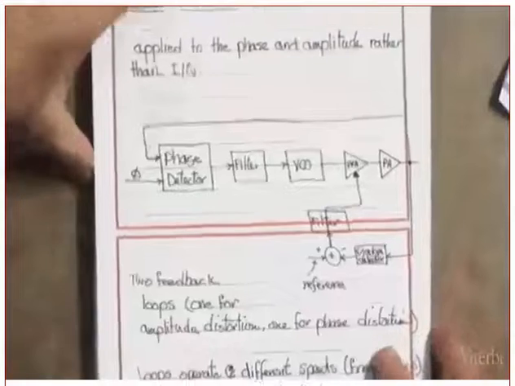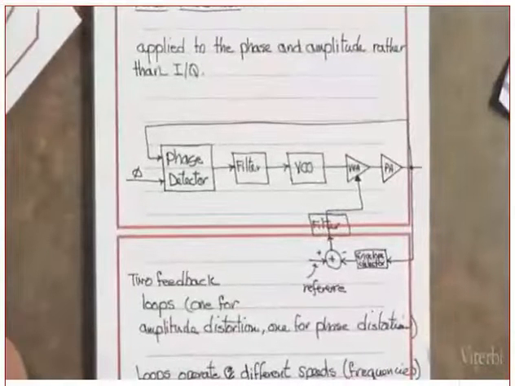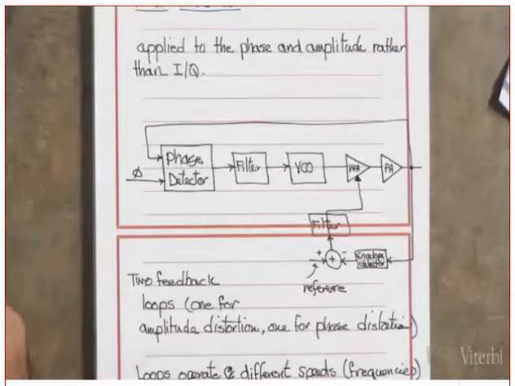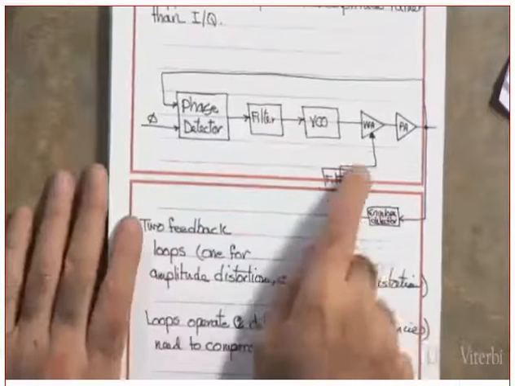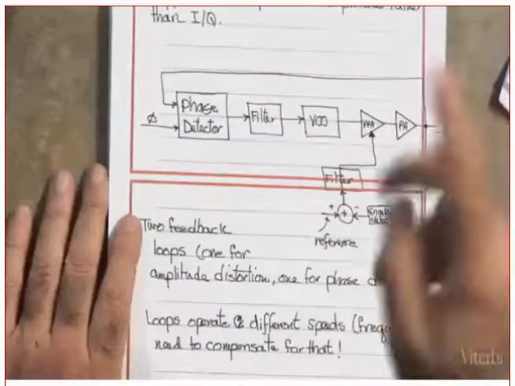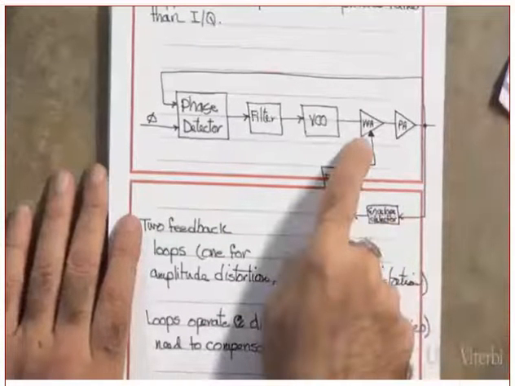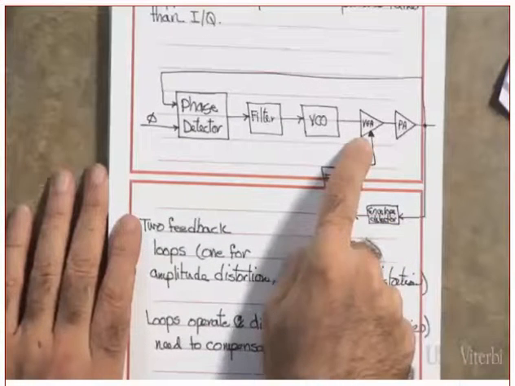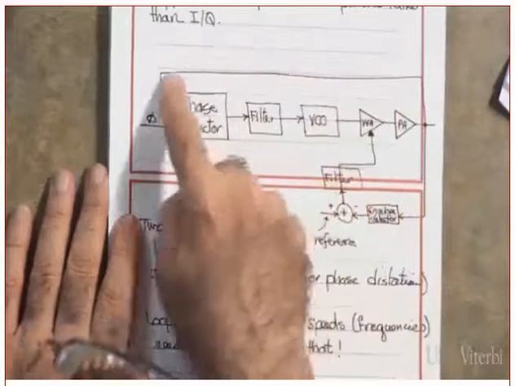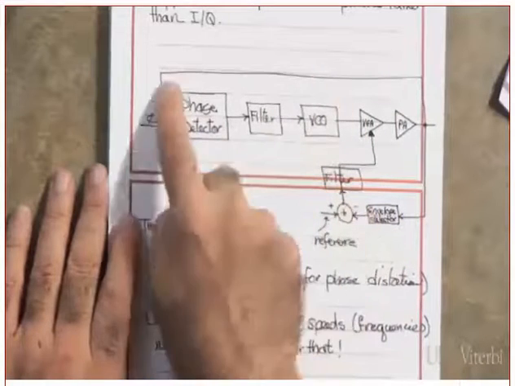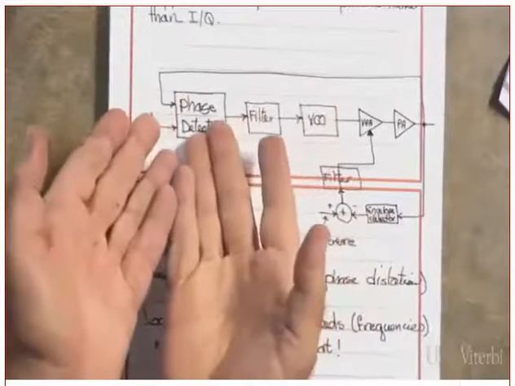Polar feedback. What is polar feedback? In a polar feedback, how do you represent a complex number? In a Cartesian, you are represented by the I and the Q. In a polar, you represent the magnitude and the phase. In here, you use two loops. One for the amplitude to compensate for distortion in the amplitude, and the other one to compensate for the phase. Compensating for the phase, that is your regular phase lock loop.